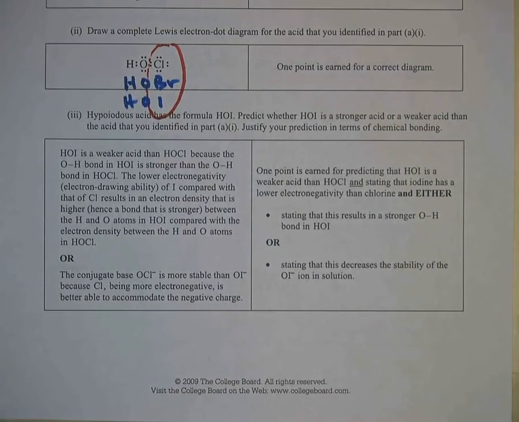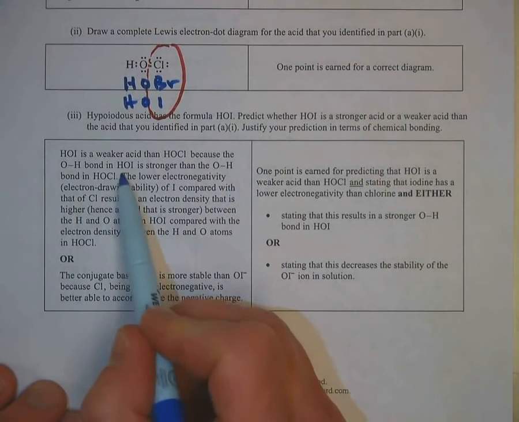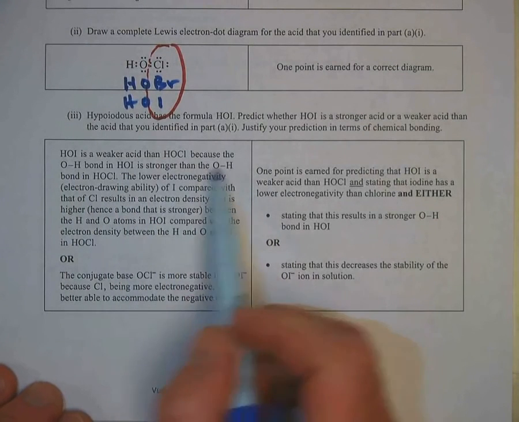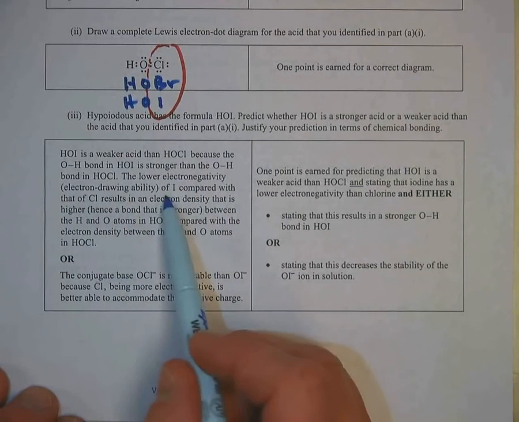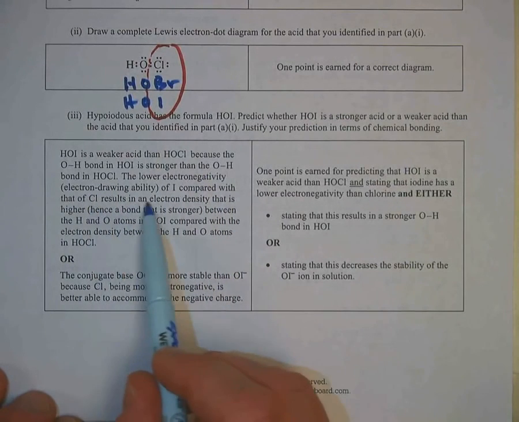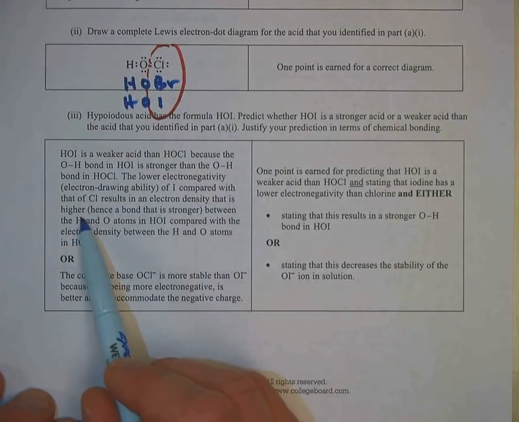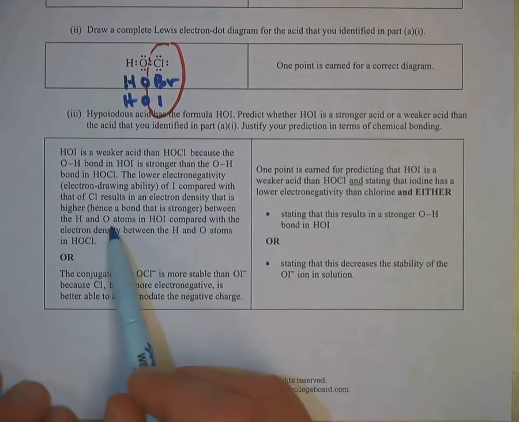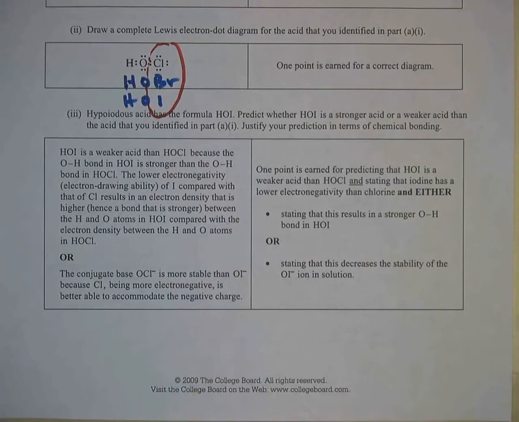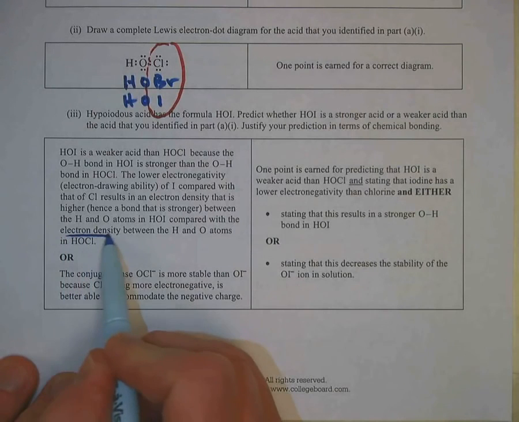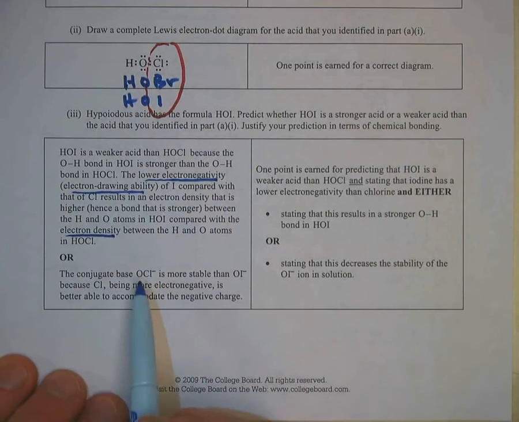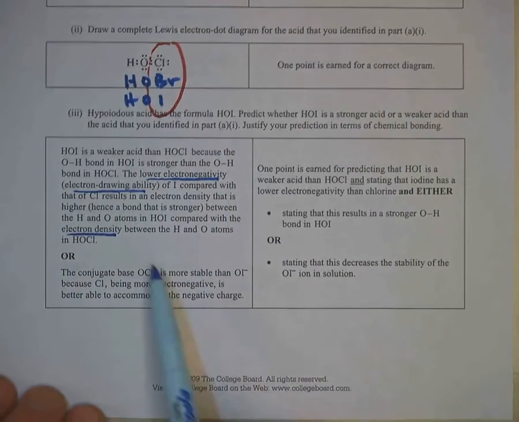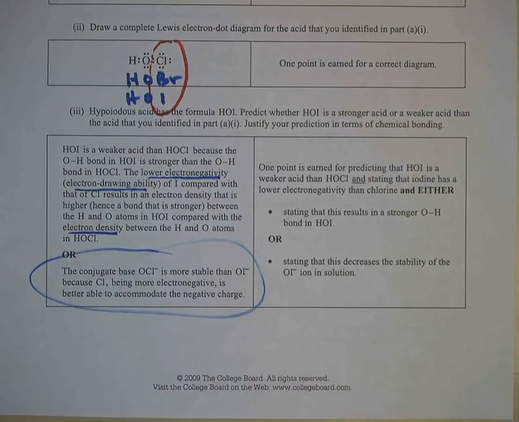HOI is a weaker acid than HOCl because the OH bond in HOI is stronger than the OH bond in HOCl. The lower electronegativity, electron drawing ability, of I compared with that of Cl results in an electron density that is higher, hence a bond that is stronger, between the H and the O atoms in HOI compared with the electron density between H and O atoms in HOCl. Do you like those fancy words they used? Electron density. Get good at using that. Lower electronegativity, electron drawing ability. Love those terms. They also talked about it in terms of conjugate bases too.